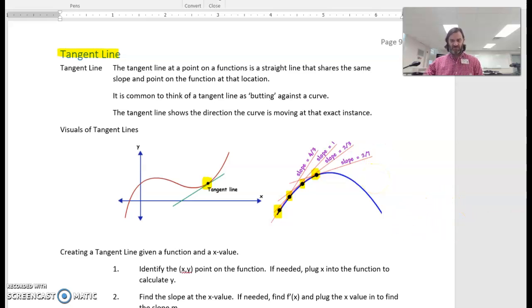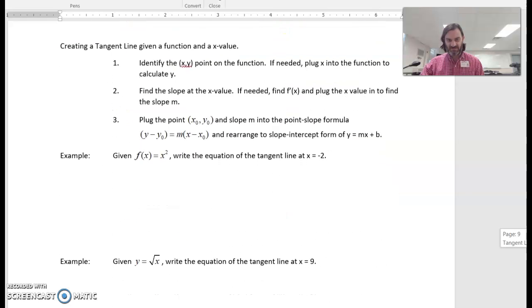Okay, so we're going to talk about how to make that line. Given what I've just told you, we're going to create a tangent line for a given x value. So one thing we need whenever we make a line, because that's all we're doing, we're making a line, we need a point on the function, and we need a slope, which we can find from its derivative. Okay, and if we have that point and slope, we can plug it into the point slope formula we learned a while back: y minus y sub 0 equals m times x minus x sub 0. And we can rearrange that into slope-intercept form, y equals mx plus b, to make our life a little bit easier if we did want to graph it.